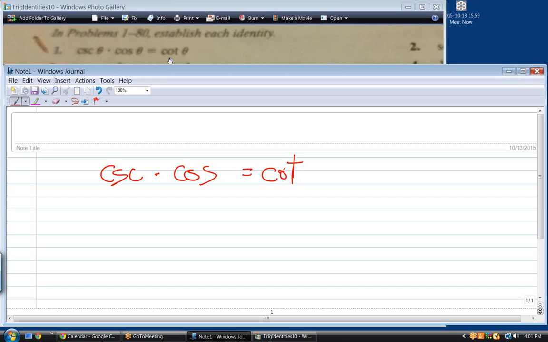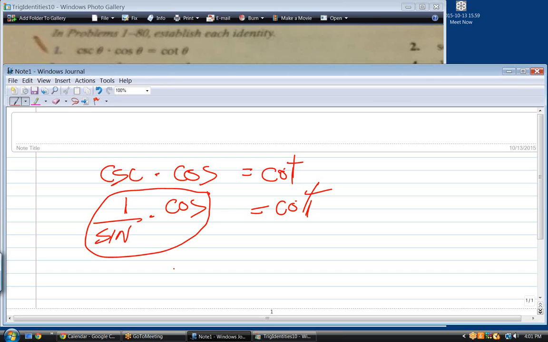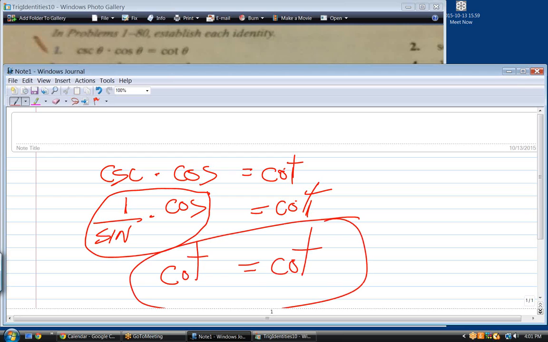You could make cosecant just 1 over sine. Times cosine, and now what? And then if you multiply those together, just cosine over sine. That's the same thing as cotangent. Yeah. That's always what you want, is for the final line to be the same. And in general, you only want to mess with one side of the equation.